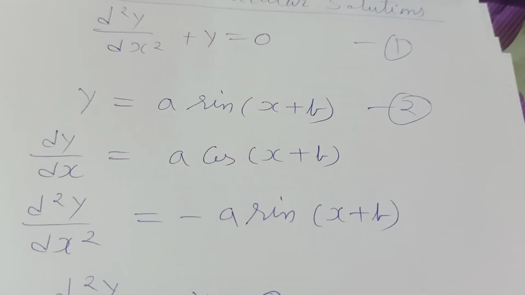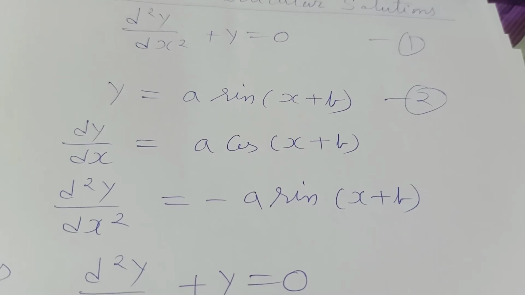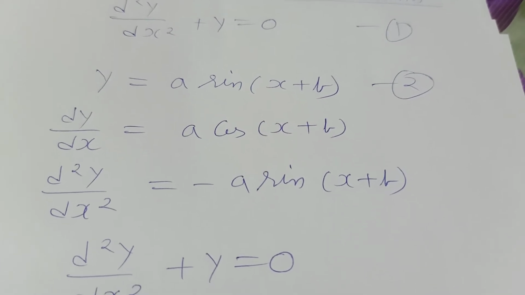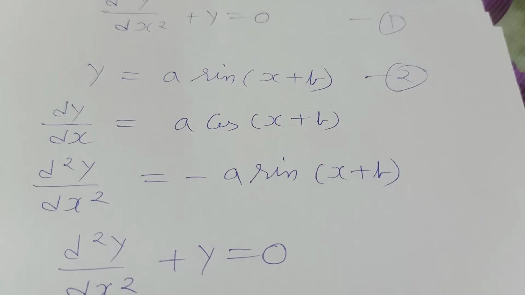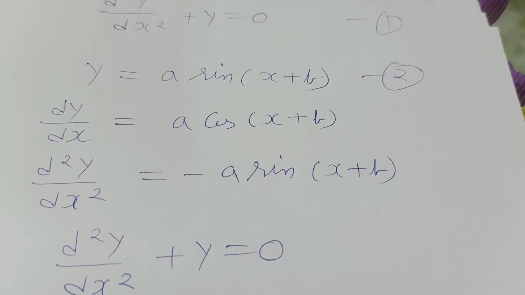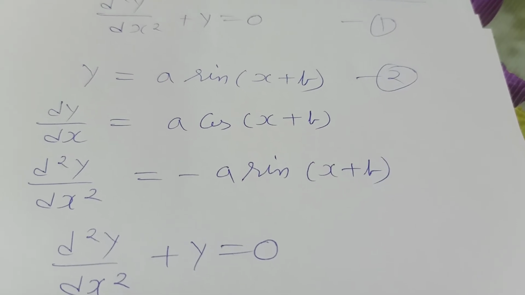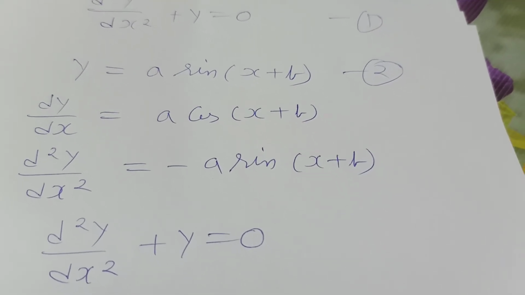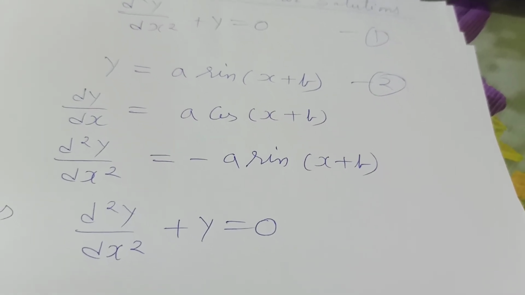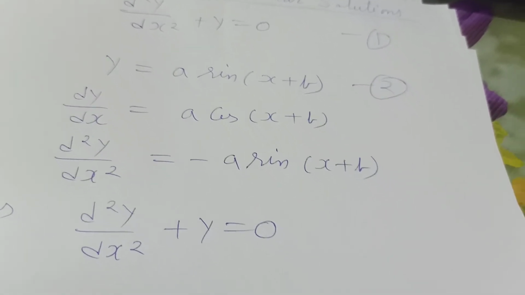Now the next topic is general and particular solution. For this we take a differential equation, that is d2y by dx square plus y equal to 0. We call it the first relation. And we take a function y equal to a sin(x plus b). We call it the second relation. Now from the second relation we find dy by dx, which comes out to be a cos(x plus b), and d2y by dx square, which comes out to be minus a sin(x plus b). If we put the values of d2y by dx square and y in 1, we get d2y by dx square plus y equals 0. So we can say relation 2 is a solution of DE 1.